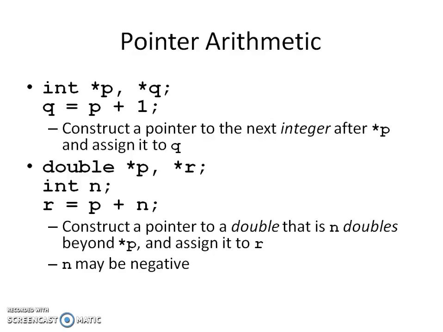In another example, double p and r are two pointers to doubles, and we are adding the integer value n to the location p and assigning it to the location r. So n may be negative also. In the negative case, you subtract the value from p.